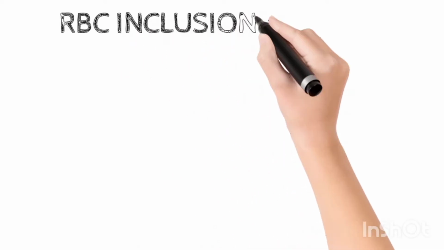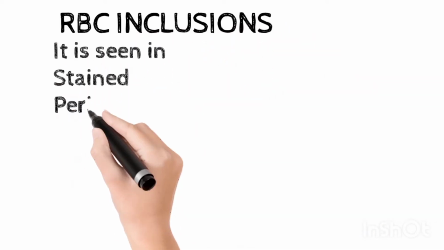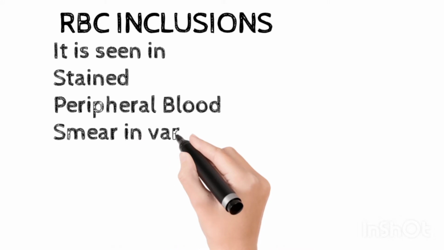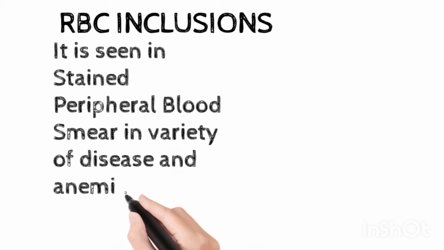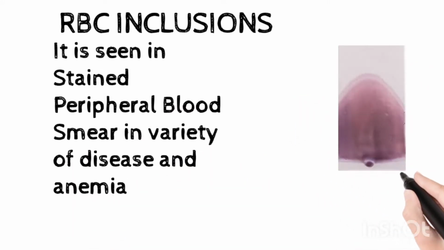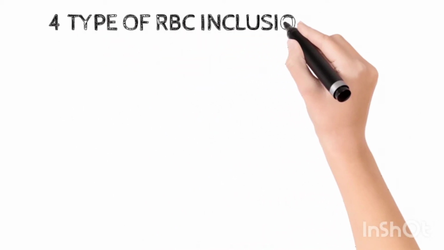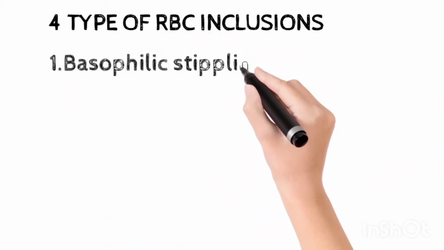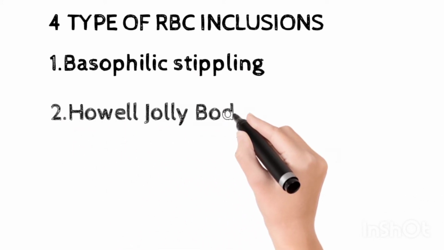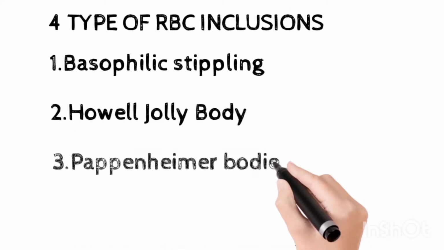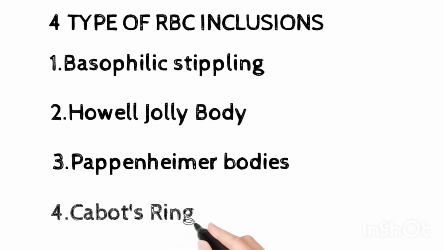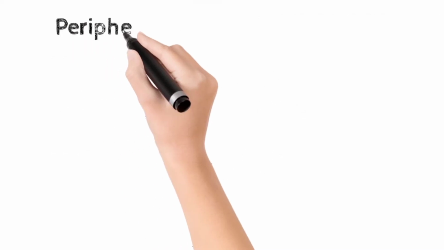RBC inclusions. It is seen in stained peripheral blood smear examination in a variety of diseases and anemia. Here you can see a prepared peripheral blood smear. There are four types of RBC inclusions. One is basophilic stippling, second one is Howell-Jolly body, third is Pappenheimer body, and Cabot ring. These four are the main types of RBC inclusion.